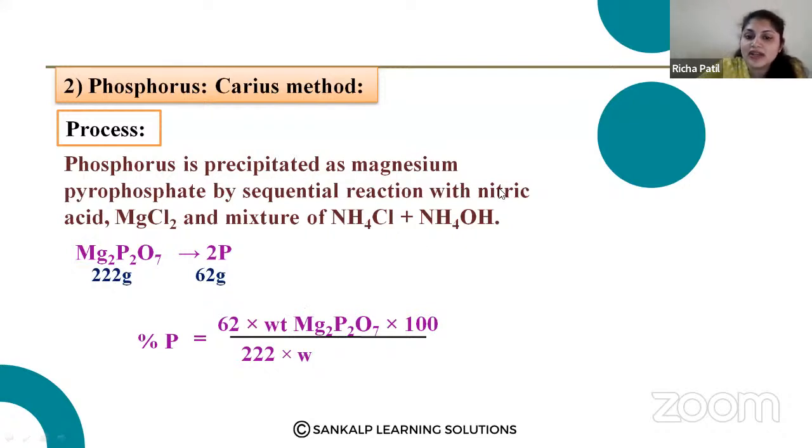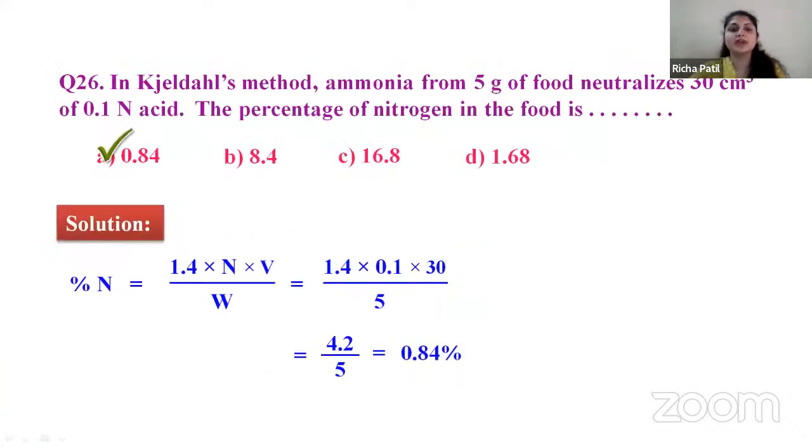By sequential reaction with nitric acid, magnesium chloride and a mixture of ammonium chloride and ammonium hydroxide. So this is the formula. Percentage of phosphorus can be calculated by 62 into weight of magnesium pyrophosphate into 100, divided by 222 into weight of the organic compound. This is the quantitative estimation of phosphorus. This is one example in Kjeldahl's method.